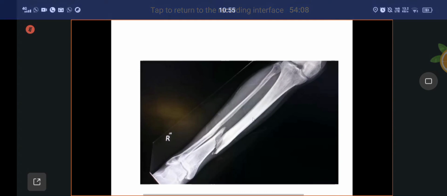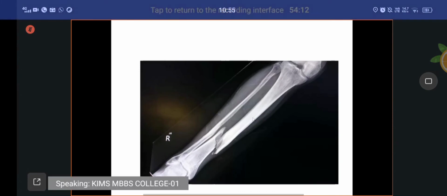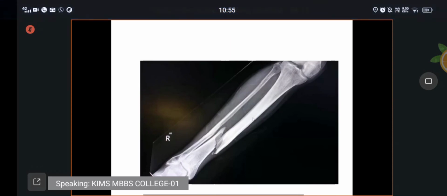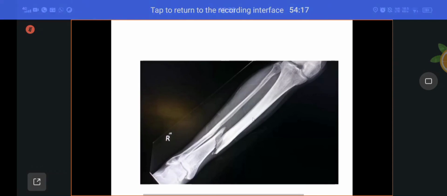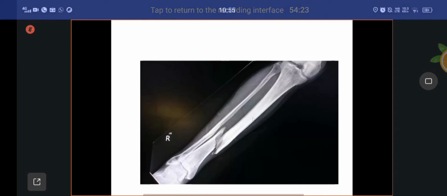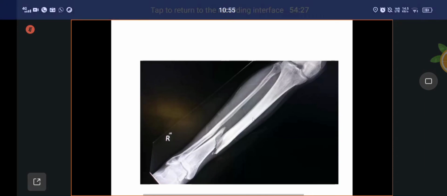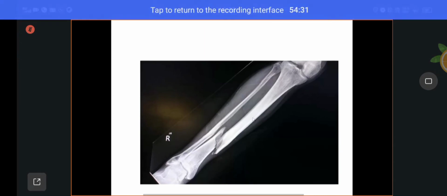Opaque means white, lucent means black. Bone always appears as a radio opaque shadow, because of the density of the bone, which is due to calcium. The X-rays will not pass through the bone. Because of this, you will get a white shadow, a radio opaque shadow.